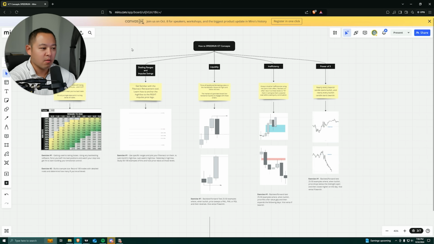And that's the goal, is to spend intimate time with each one of these concepts and learn how they work and learn how the markets move around these concepts and watch how they respect them and disrespect them and get comfortable with that. Because dealing ranges fail, liquidity raids fail, inefficiencies fail, and power of 3 fails all the time. But if you do it long enough, you will find opportunities that are more high probability than the ones that you're chasing every single day.